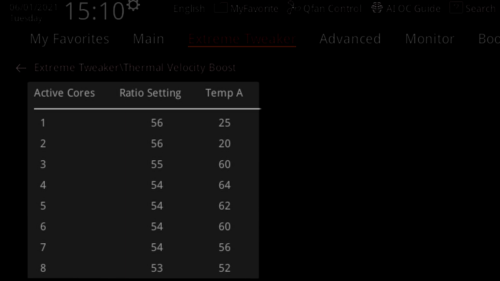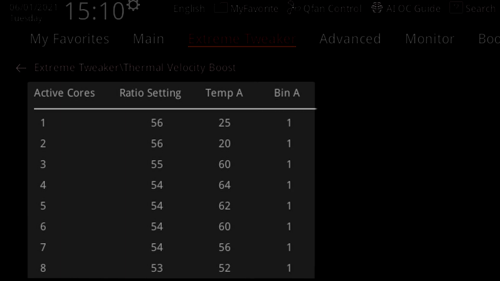When the CPU exceeds this temperature, it will decrease the ratio of the CPU. In my example, when 4 cores are active and the CPU temperature exceeds 64 degrees, then the CPU will decrease the ratio. Similarly, when the temperature exceeds 52 degrees and 8 cores are active, the CPU will also decrease the frequency. The fourth column describes the ratio offset for the temperature configured in the third column. So, when the CPU temperature exceeds 64 degrees and 4 cores are active, the ratio will decrease by 1. 54 minus 1 equals 53. So, the CPU will run the 4 cores at 5.3 GHz.